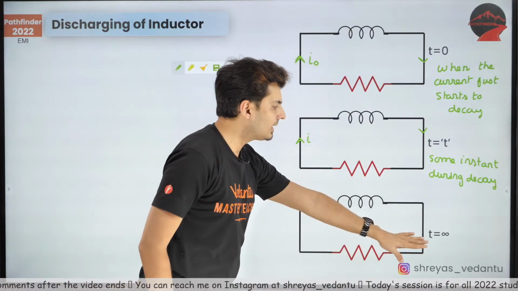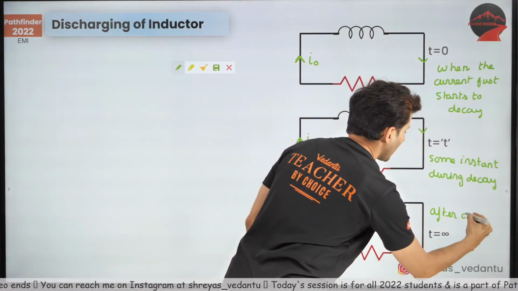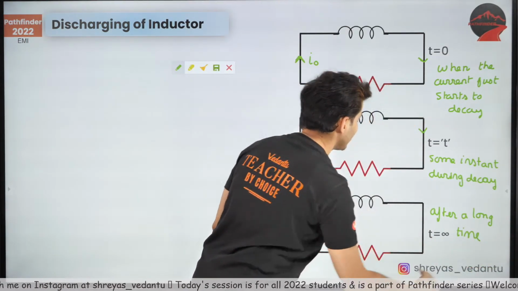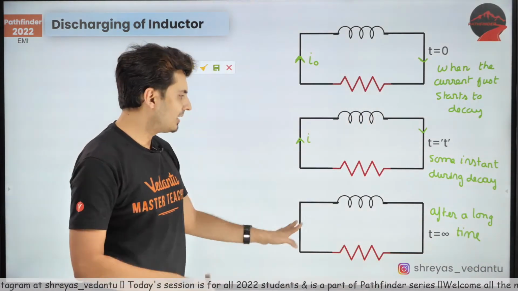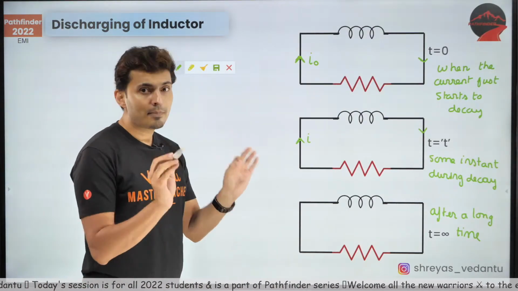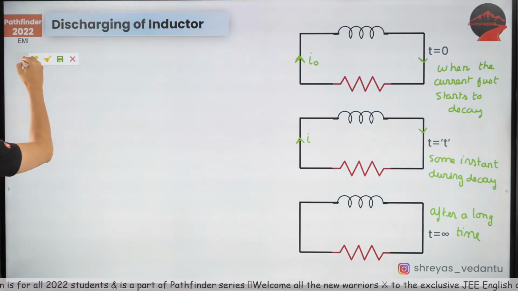Eventually, after a long time, we will see what happens to the current. It's not that difficult to see what that current will be. Okay, let's try this out mathematically. Now, here is what I'm going to do.